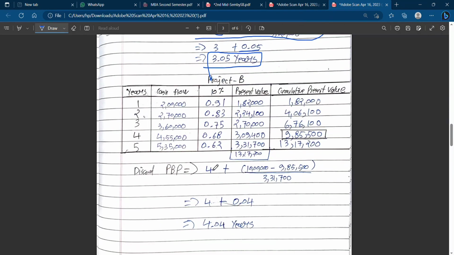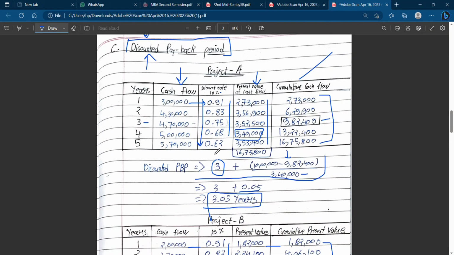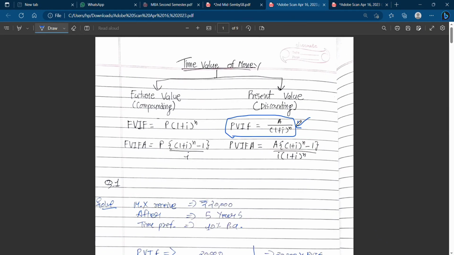We will follow the same for project B. The same values will be multiplied, then we will calculate the cumulative cash flow, then we will calculate our payback period. So what if these values are not given in the question? We will follow this formula. So let's calculate this.